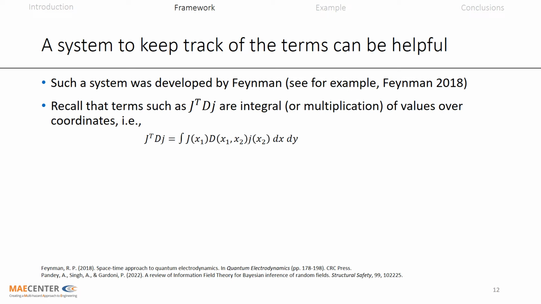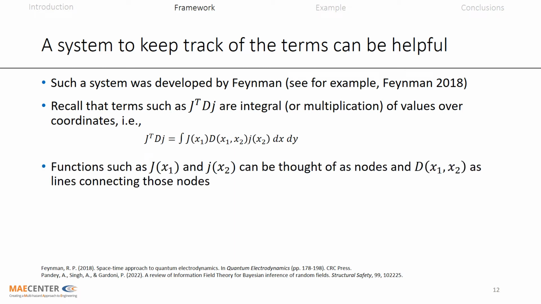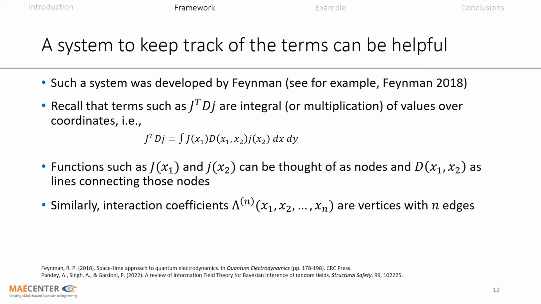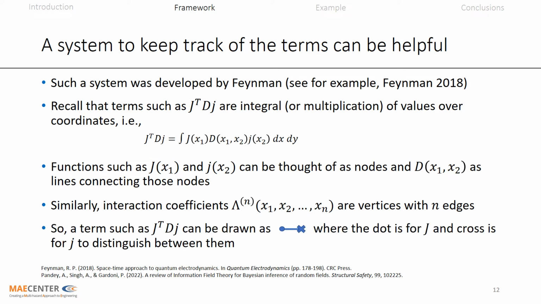Recall that terms such as J transpose dj are integrals of values over coordinates in the infinite dimensional continuous random field case, as shown in this expression below. In this integral, you can think of the functions capital J and little j as nodes at coordinates x1 and x2, and the function d as the line connecting these two nodes x1 and x2. Similarly, the interaction coefficients that we saw in the expansion of the Hamiltonian are vertices with edges. Using these rules, a term such as J transpose dj can then be drawn into a diagram where we have a dot representing capital J, a line representing d, and a cross representing little j.